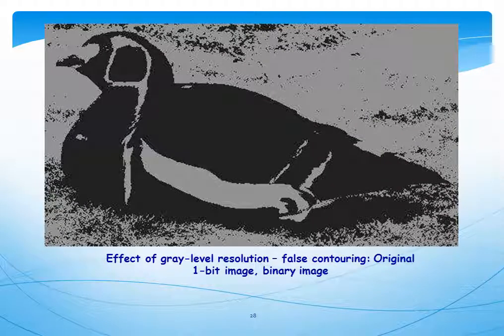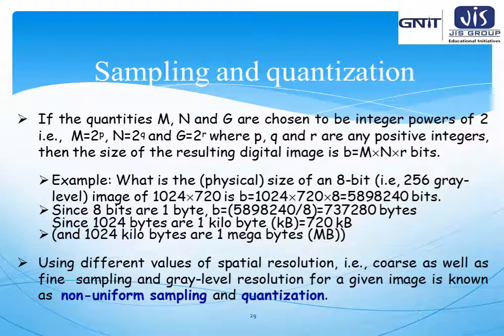And this is the 1 bit image, which is known as a binary image. That means there are only black and white dots. So, effect of gray level resolution, false contouring, original and 1 bit image for binary image. So here also we can see the different types of sampling and quantization. We can see different examples, for the 8 bits, for the 2 bits, so lots of sizes are given using different values of spatial resolution. That is, if we want to see non-uniform sampling and quantization, the image quality is degraded.